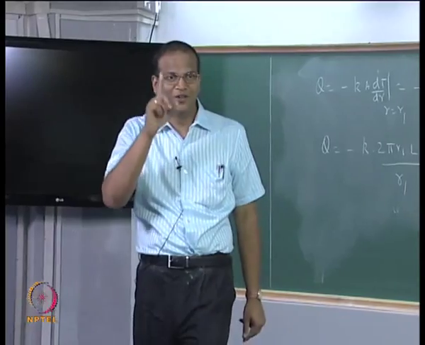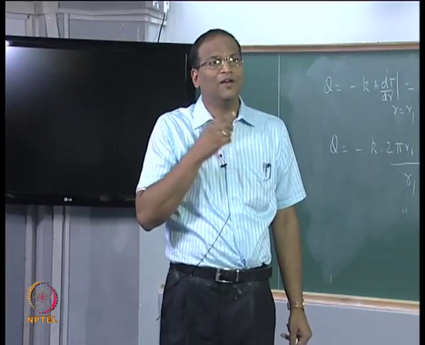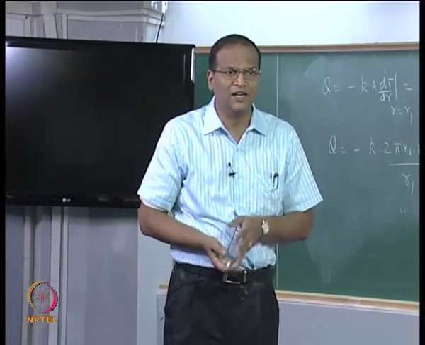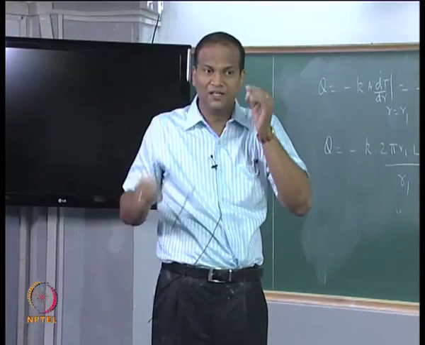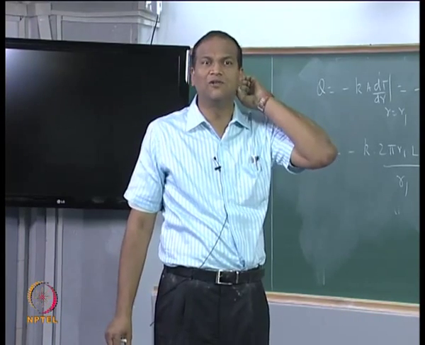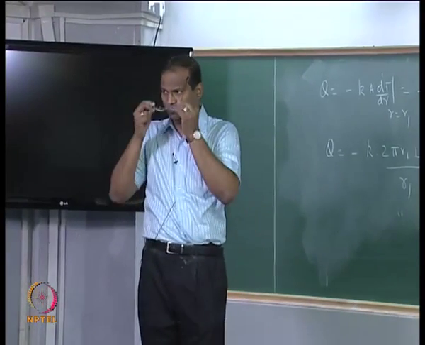So you have to take care of the boundary condition at the center. You may say dT/dr is 0 at the center if it is a solid cylinder. dT/dr equal to 0 does not mean it is insulated. Sometimes what we do is at the center we apply what is called the finiteness of temperature condition. The temperature has to be finite.